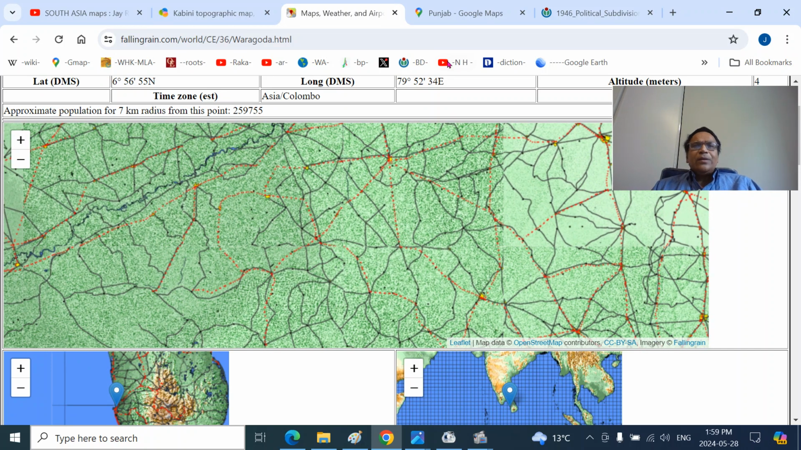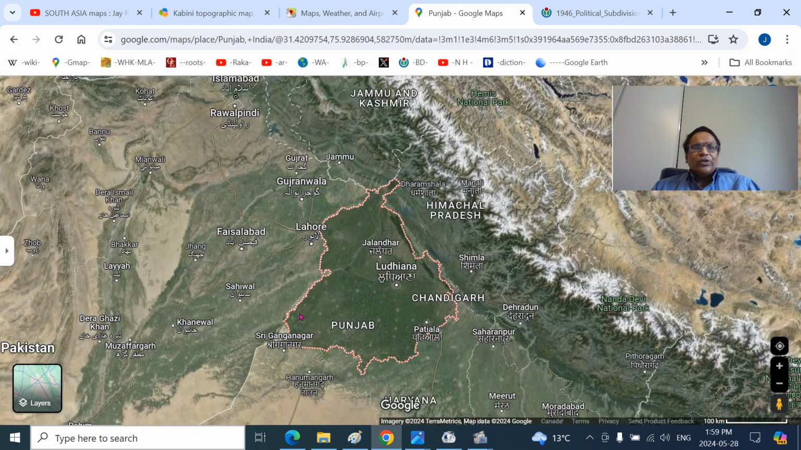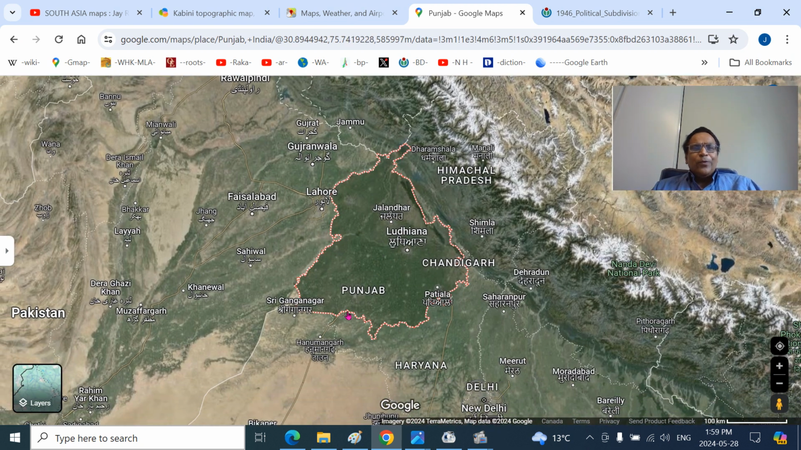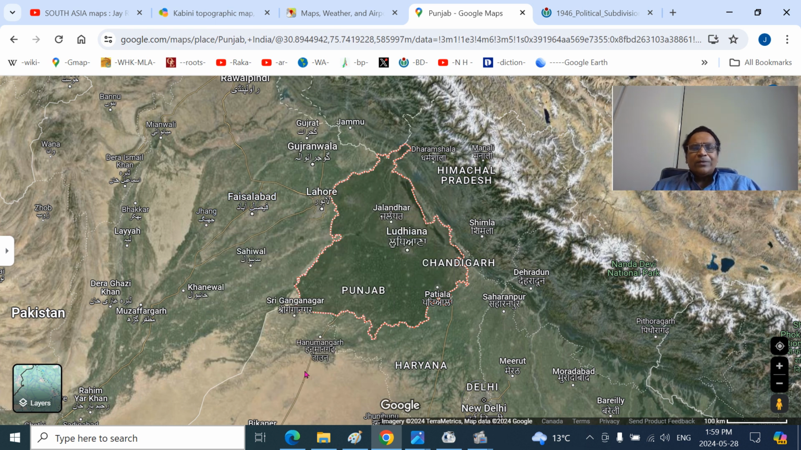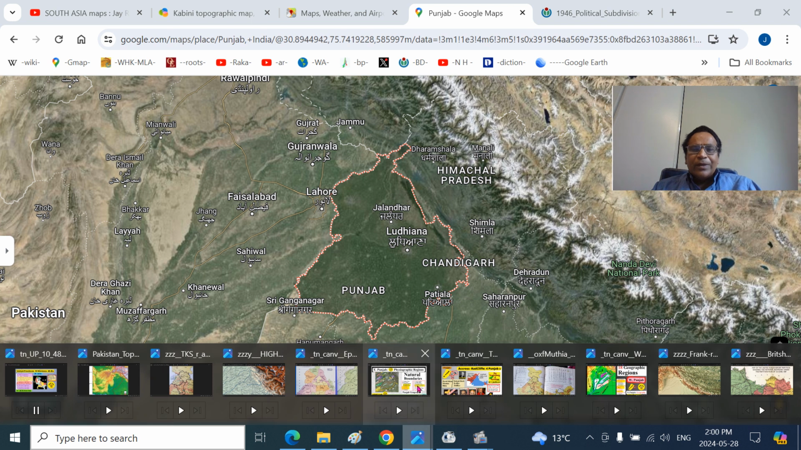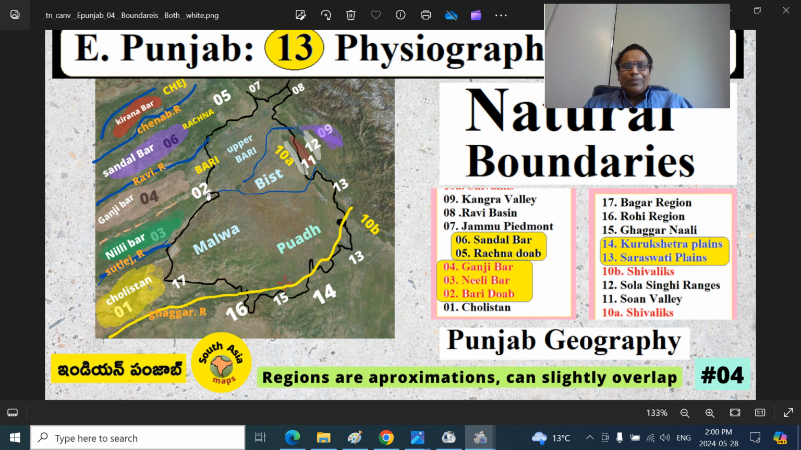So that is about the broader understanding of the natural regions surrounding the fascinating Purbi Punjab, East Punjab, Beas River. This is the Sutlej River. This is the Cholistan. This is the Sahiwal region. This is the one Doab, that is, in the Rechna Doab we have Nili Bar, this is the Ganji Bar and Sandal Bar and all those. Bagar region, Cholistan, you can see, those regions we covered. So that is about the fascinating natural boundaries of East Punjab we discussed here.